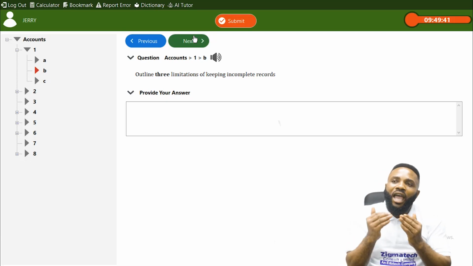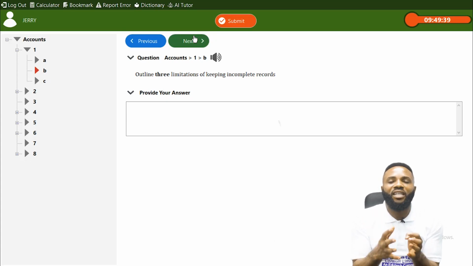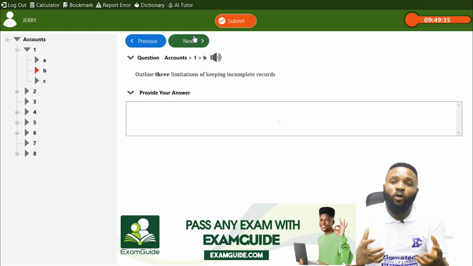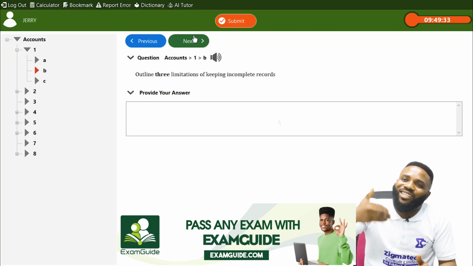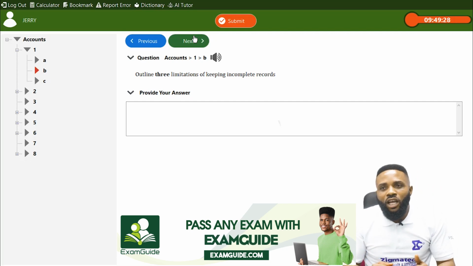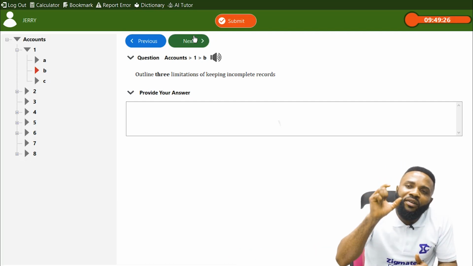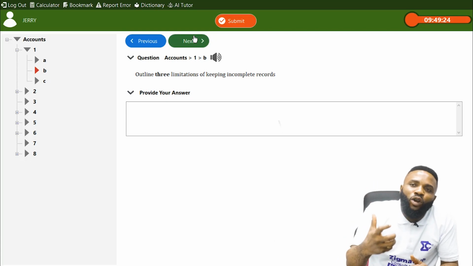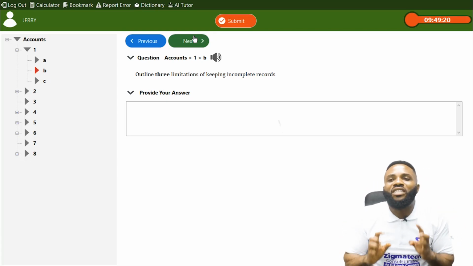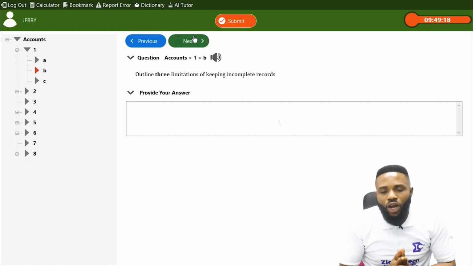Because what will help management to come up with strategies that can help the business move forward is when they have been able to ascertain the progress or the failure of the business. But when incomplete records do not give us the opportunity to know if we are making progress or not, then the business can actually collapse.